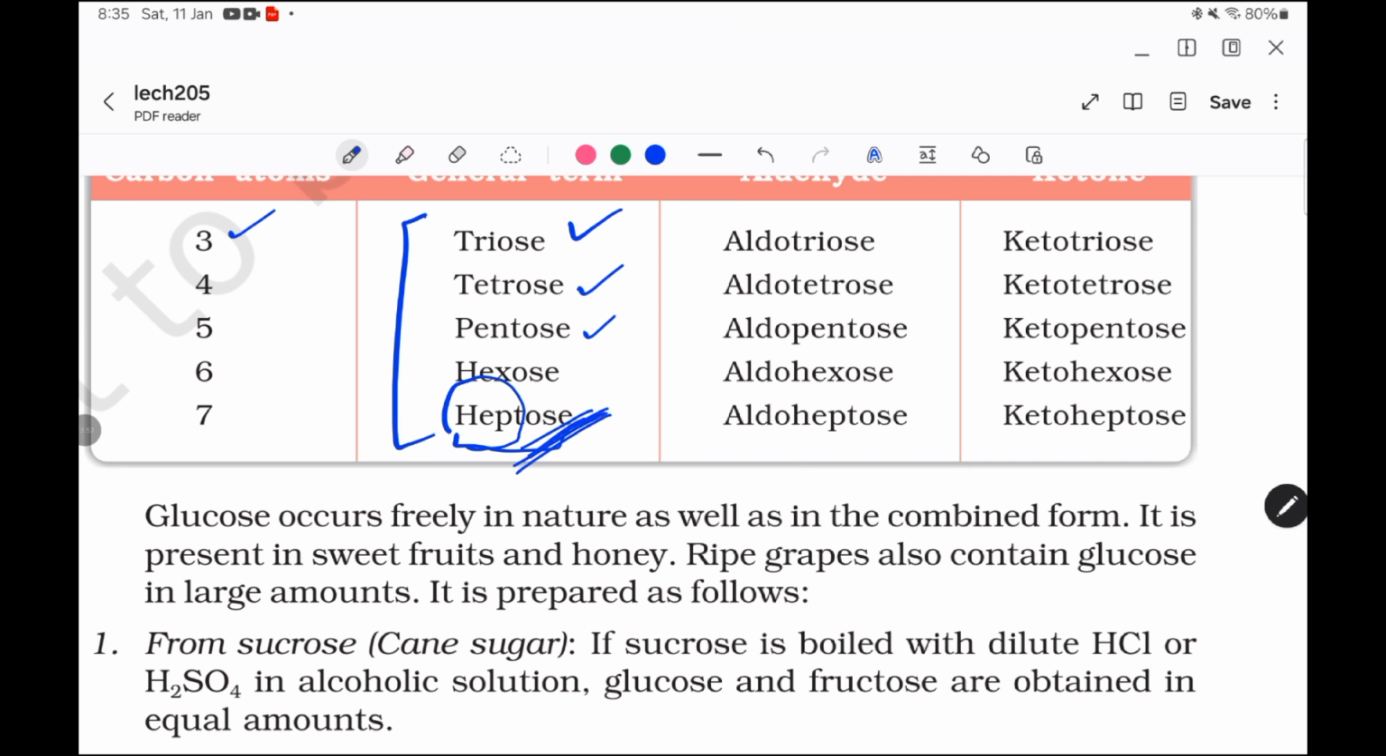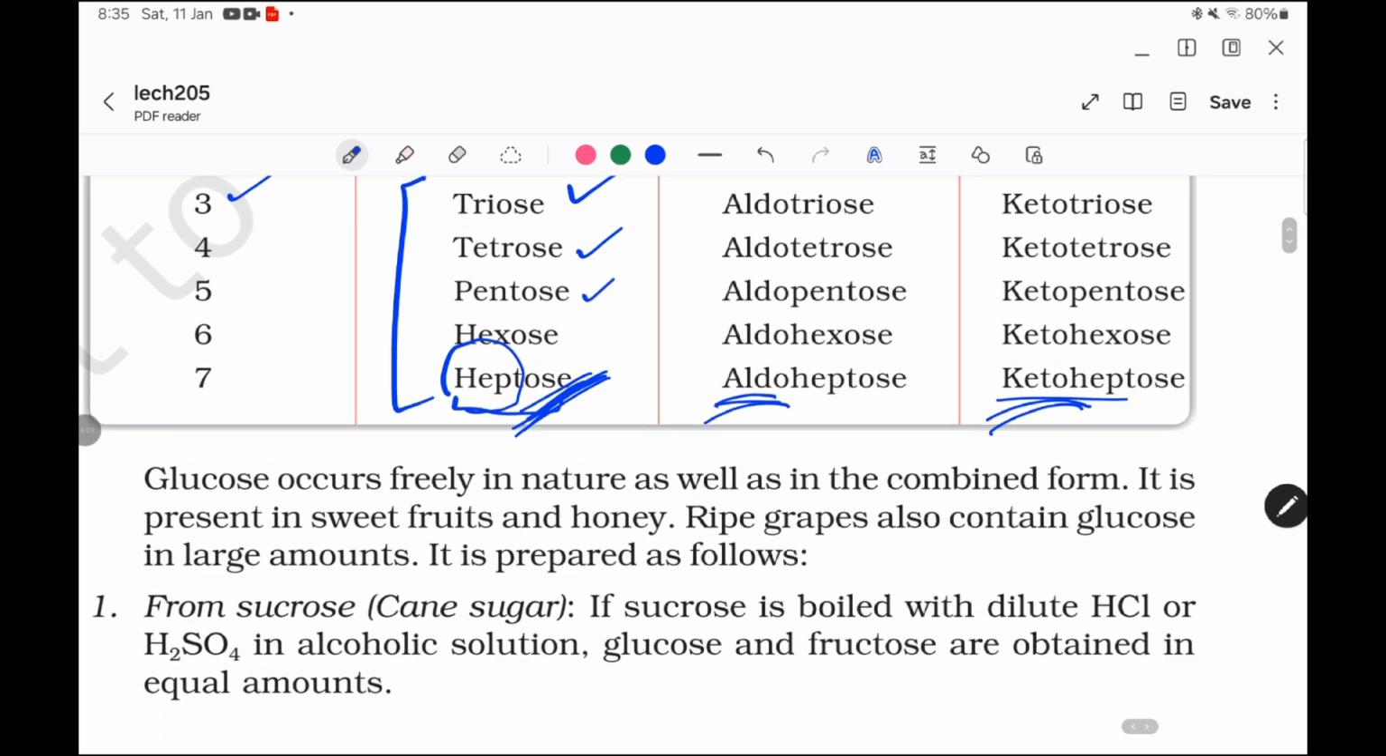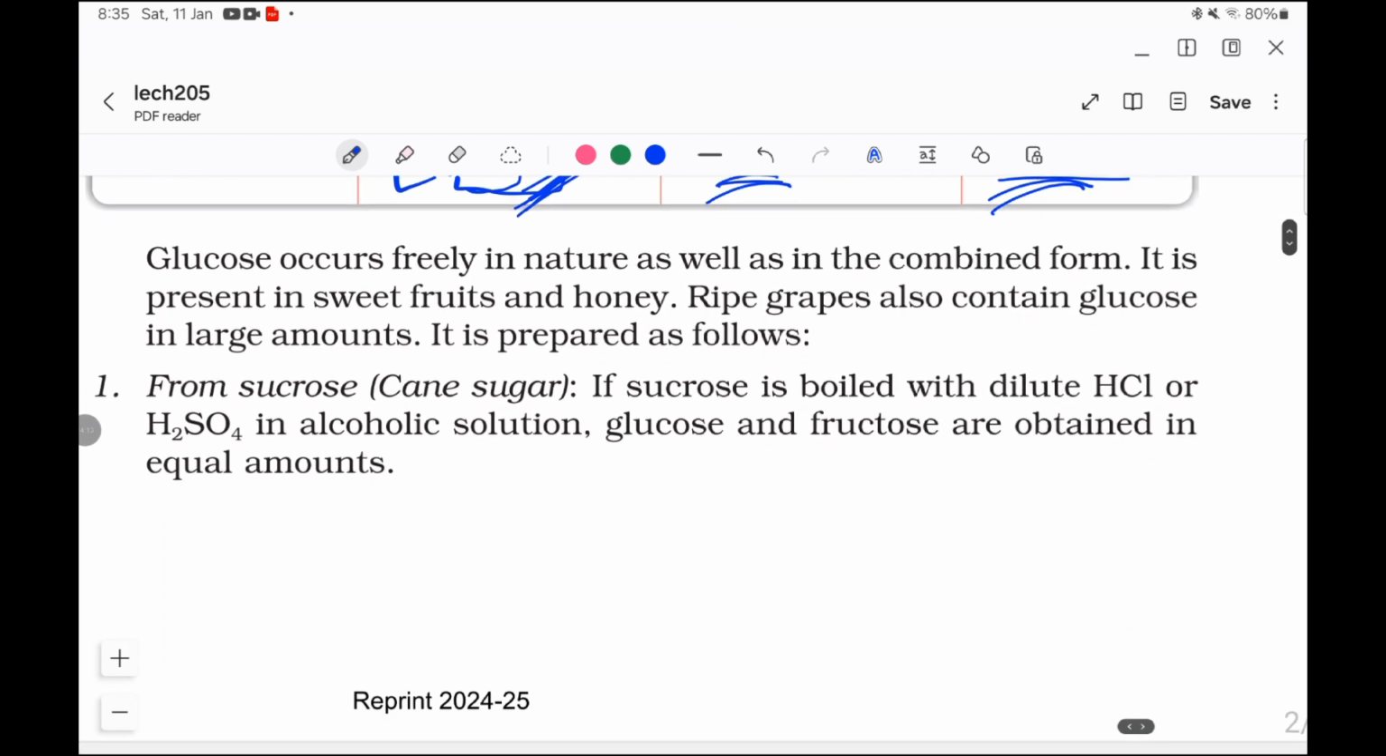It's going to be a sugar. Secondly, it's going to be called aldoheptose or ketoheptose. If it is aldo, it contains an aldehydic functional group. If it contains a ketone, it's called ketoheptose. So that's not very challenging for us to understand. Glucose occurs freely in nature as well as in the combined form. Where is it found? It's found in sweet fruits and honey. All the sweet fruits, children, like ripe grapes, also contain glucose in large amounts.